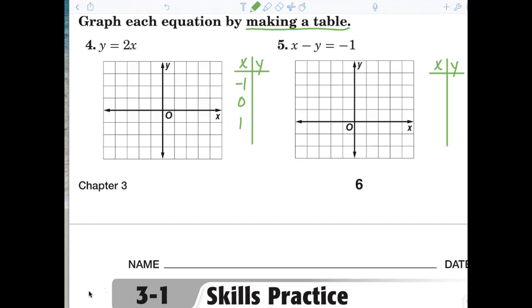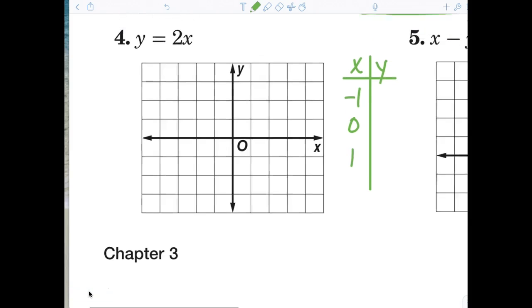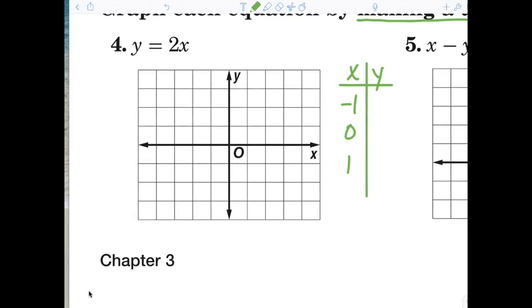So now, if the x is -1, remember what I tried to tell you guys. I don't want you to say, what, huh, how'd you do that? I want you to figure out the answer. If x is -1, the y value is what? -2. If the x value is 0, the y value is what? 0. And if the x value is 1, the y value is 2. Perfect. Is everybody with me on this now?